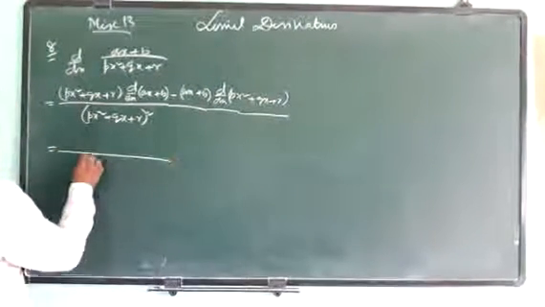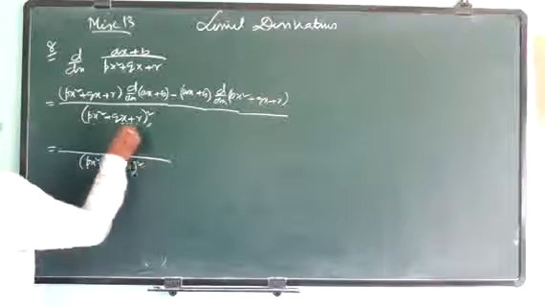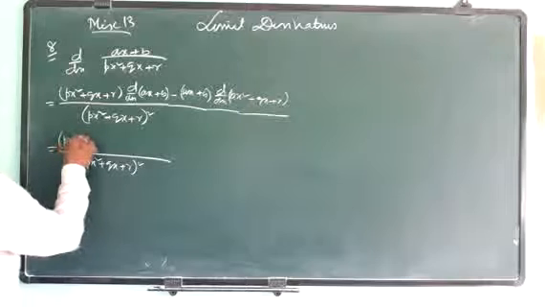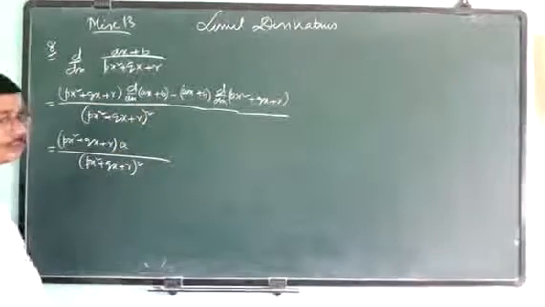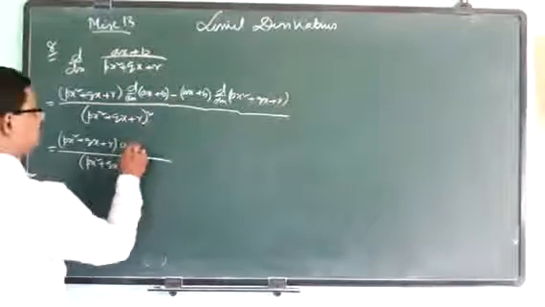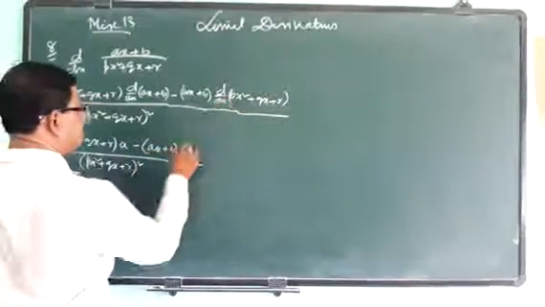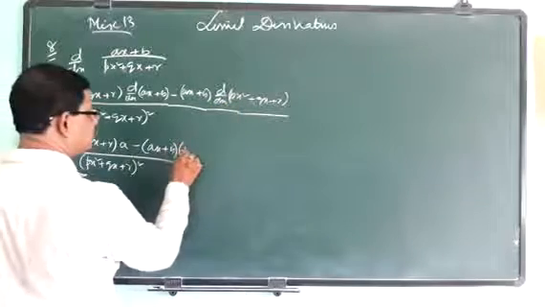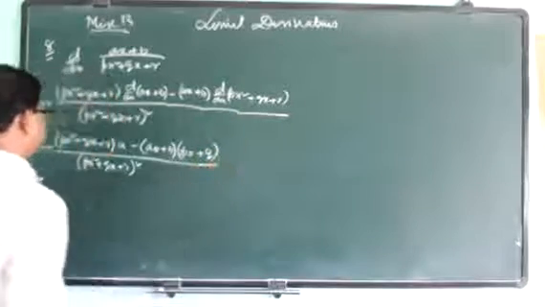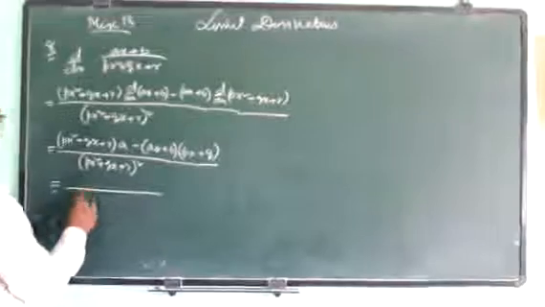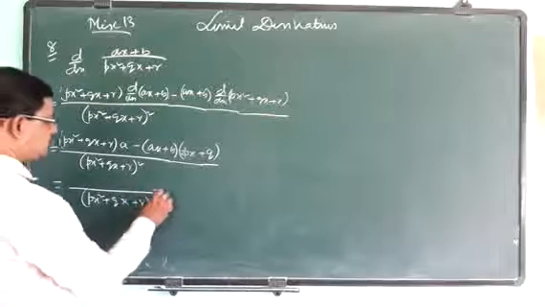So now it becomes px square plus qx plus r whole square, px square plus qx plus r. This a is constant, differentiation of x is 1, differentiation of b is 0. Now second one, ax plus b, differentiation of x square is twice x and differentiation of x is 1, so p will be left.